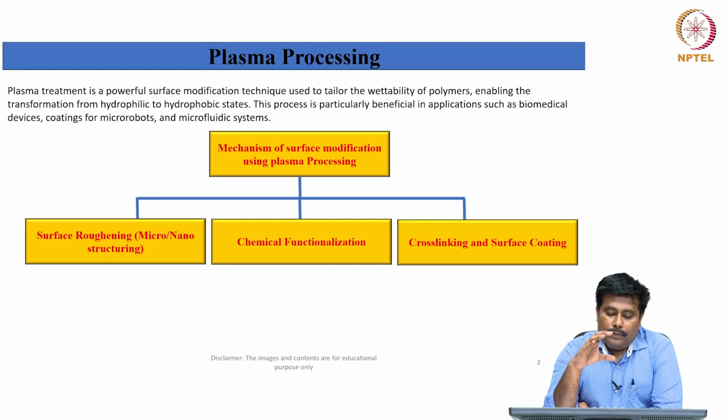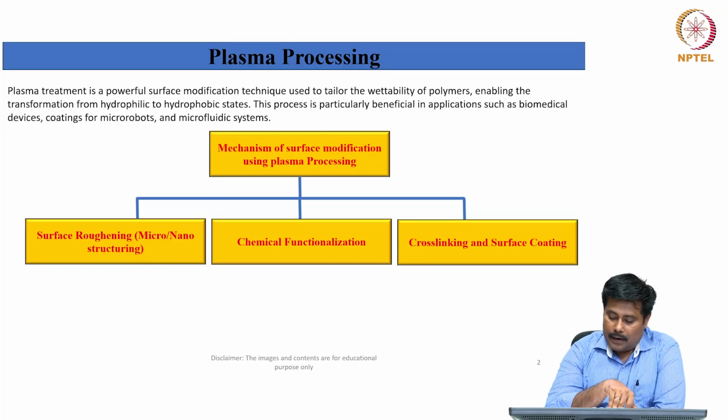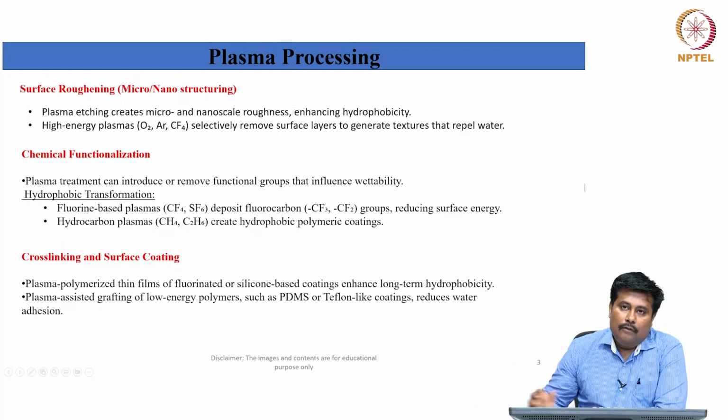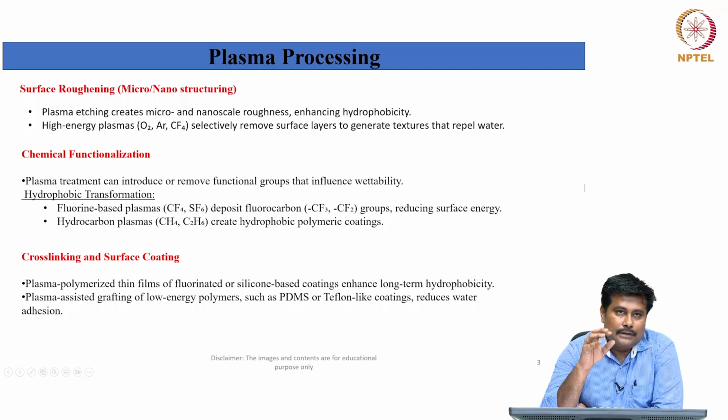We can classify plasma processing based on the mechanism of surface modification: based on surface roughening, based on chemical functionalization, and based on cross-linking and surface coating. First, let us discuss surface roughness.